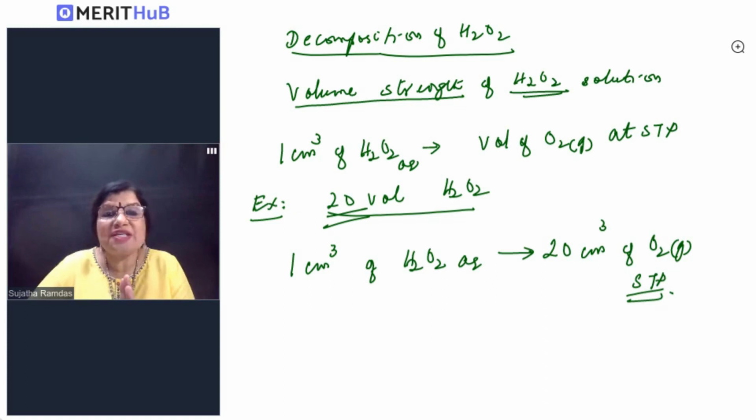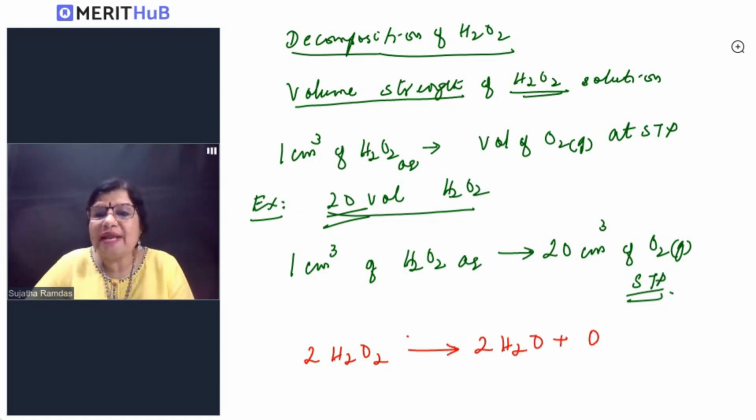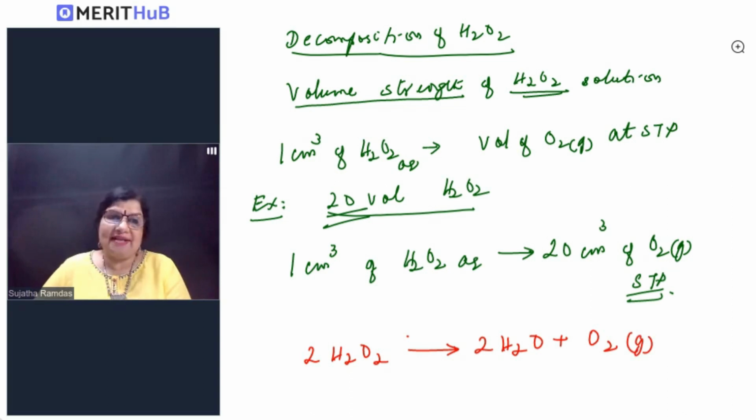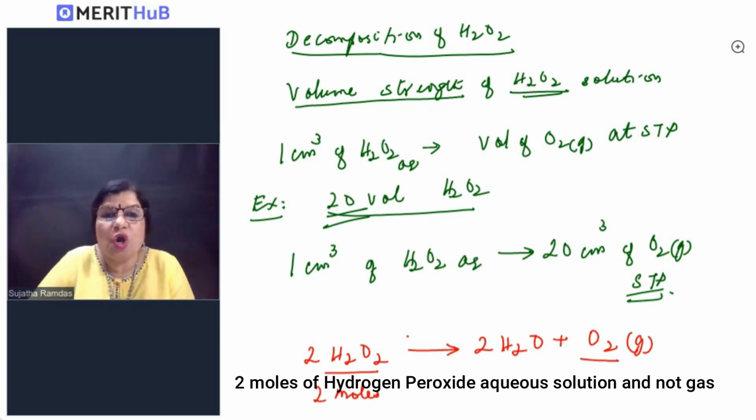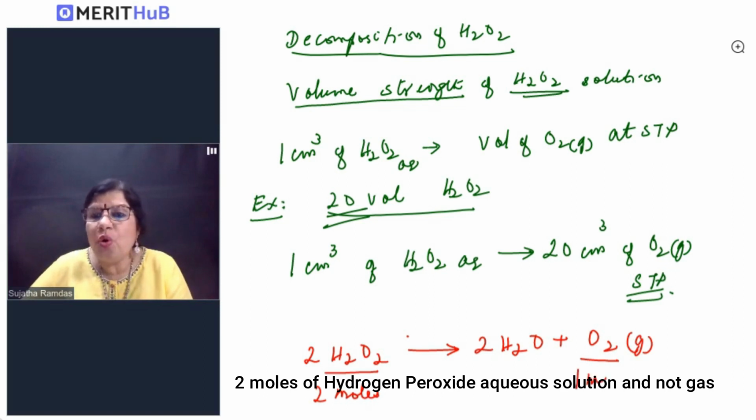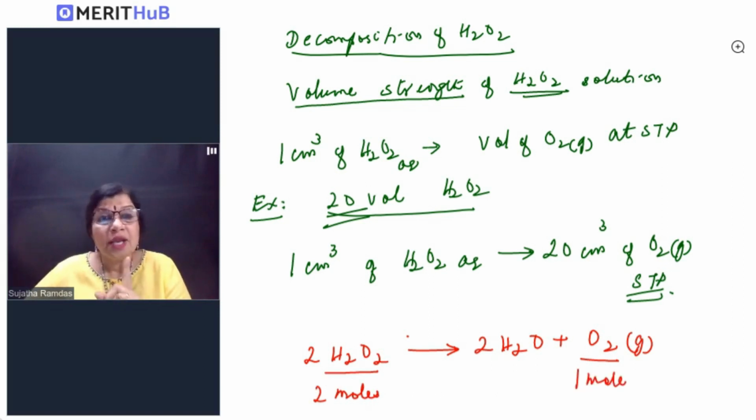Now let's write down the equation corresponding to the decomposition of hydrogen peroxide. 2H2O2 gives you 2H2O plus O2 gas. Let's focus on hydrogen peroxide and oxygen. 2 moles of hydrogen peroxide produces 1 mole of oxygen gas. We want the quantity with respect to oxygen in terms of volume at STP, and we have already found out the mass of hydrogen peroxide. So we will use mass here and we will use the volume here.